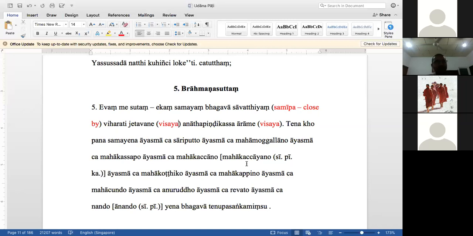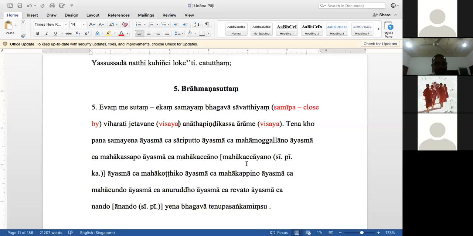Samipa means close by. The argument the commentators bring is that Savatthi was a city. The Jetavana was not in the city, it was located near the city. It is in a forest area, but very close to Savatthi. So Savatthi and Jetavana are not in the same area. If you take the entire country, it's in Kosala, that's for sure. So maybe in those days Jetavana didn't belong to Savatthi.